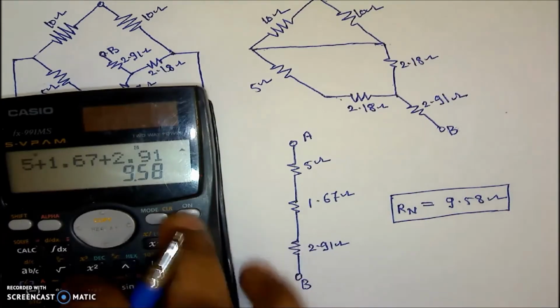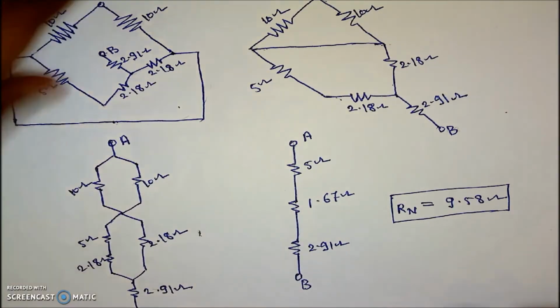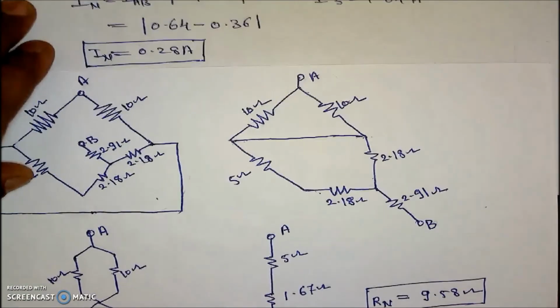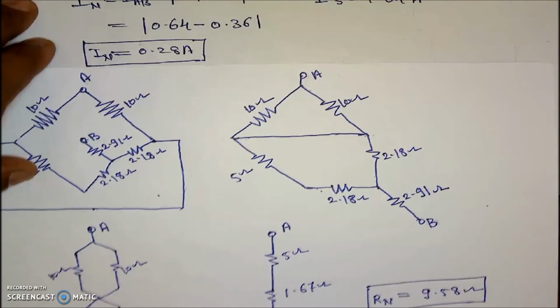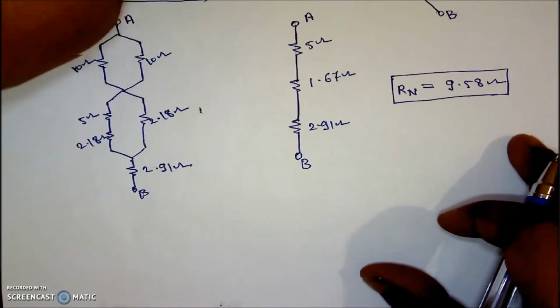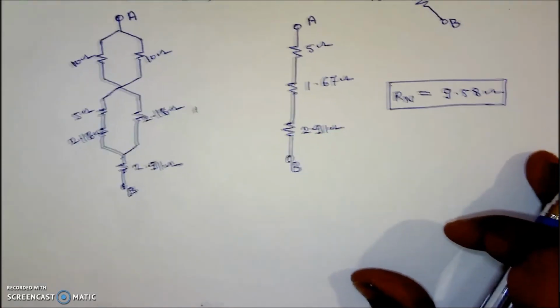Now we know the value of the IN, that is Norton's current. We know the value of the Norton's resistance. Now here we have calculated the Norton's current. Now we know the Norton's current is 0.28. Then the complicated network will be replaced by the Norton's equivalent network. The last step will be something like this.